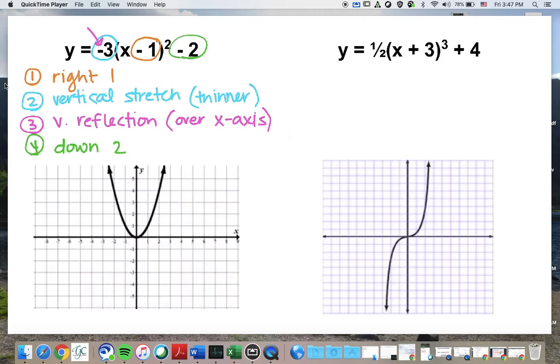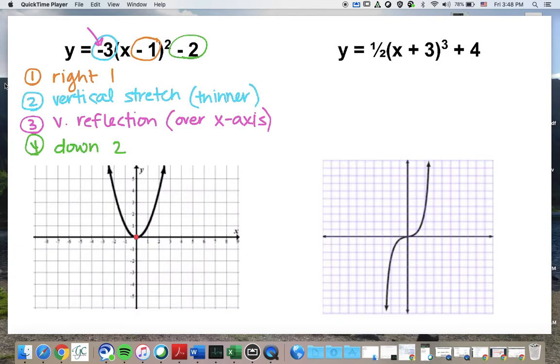Now that we have our transformations, we're ready to sketch our graph. Right now, while we're just sketching and we're not worrying about plotting specific points across the entire graph, we can just focus on moving that vertex with our shifts, so right 1, down 2, and then when we sketch the rest of the graph, that's when we'll apply that vertical stretch and vertical reflection.